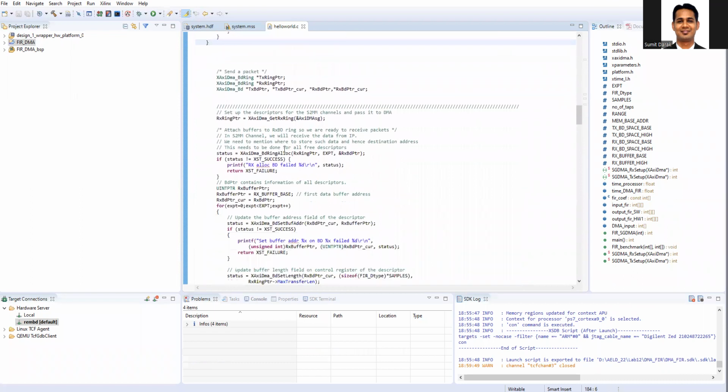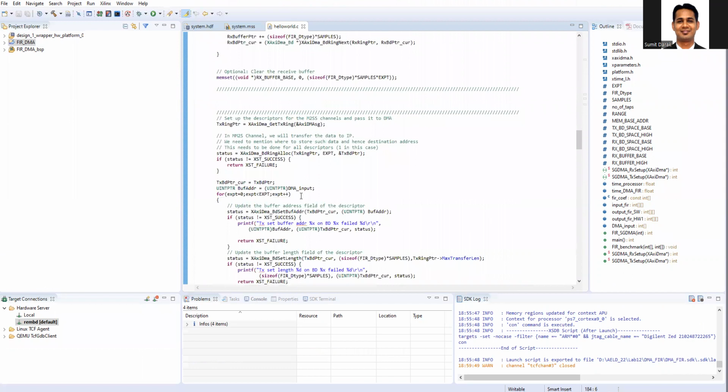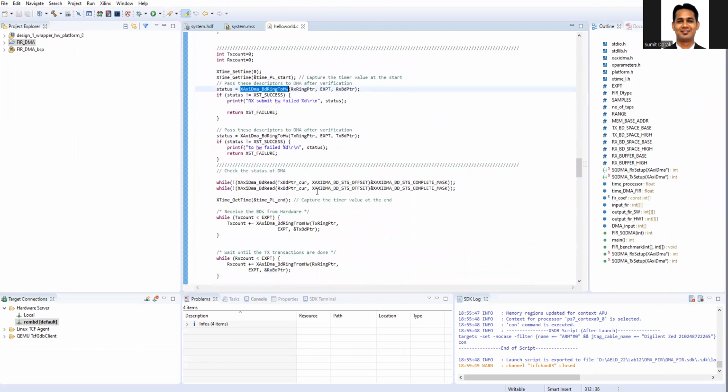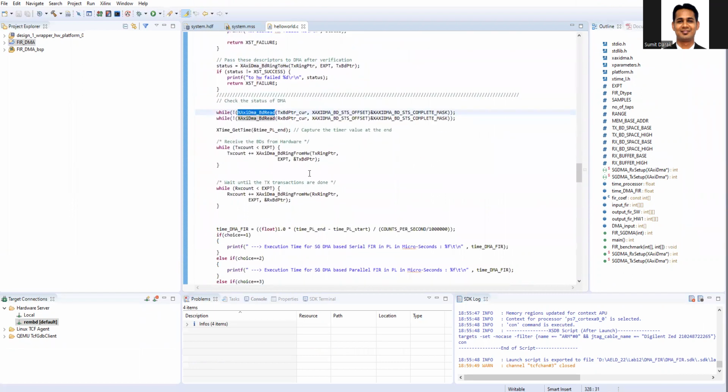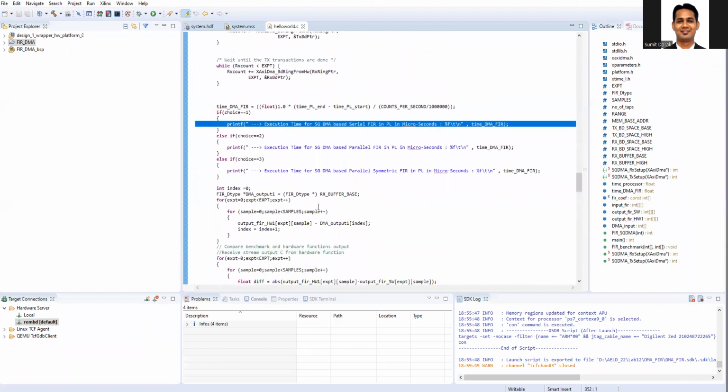Then the next step, creating the buffer descriptor and updating the buffer descriptor, remains the same for the EXPT number of times. And then we are going to call the corresponding DMA, passing the buffer descriptor to the DMA, and so on. The things remain the same. Depending upon the choice, we are going to find out the corresponding execution time.